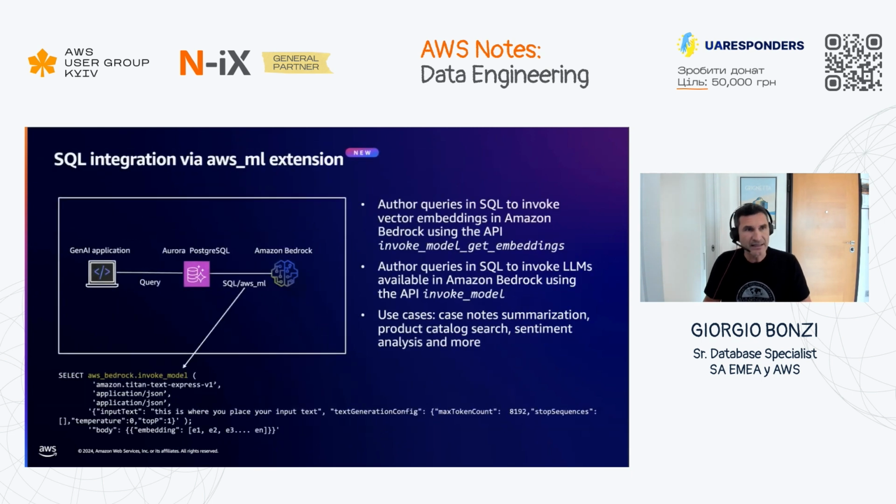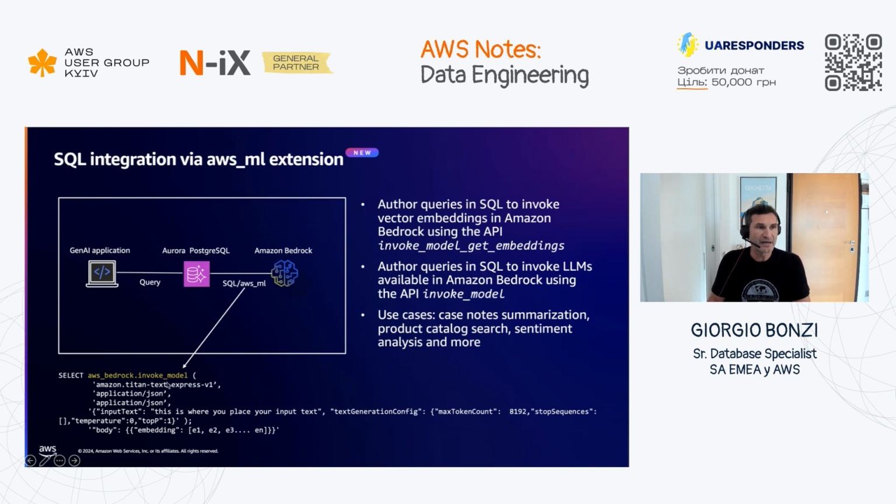And finally, let's see an example of integration between Aurora Postgres and Amazon Bedrock. In this case, we have a cluster with the aws_ml extension configured. And in this way, you have the capability to leverage two APIs to access the foundation models available through Amazon Bedrock. The first API is aws_bedrock.invoke_model_get_embeddings to convert a piece of information into vectors. And the second API is invoke_model.